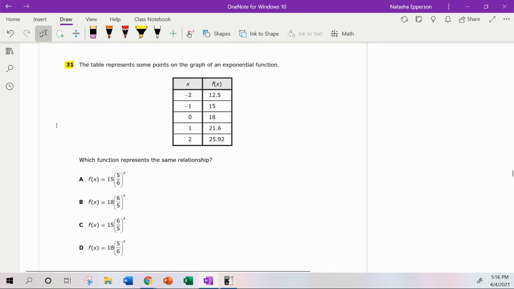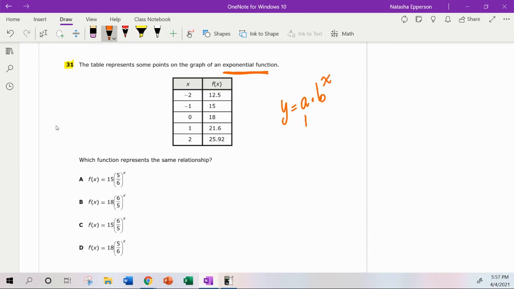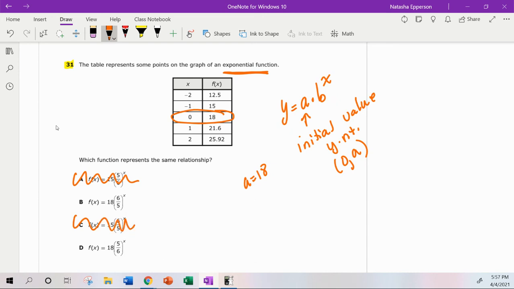All right, last question. 31, the table represents the points on a graph of an exponential function. Now, a reminder, exponential function is y is equal to a times b to the power of x. This a value is your initial value. That means that's your y-intercept. So that means that is the coordinate point 0, a. So looking at my function, this point here is 0, 18. A is equal to 18. So that eliminates the answer choice A, and that eliminates the answer choice B.